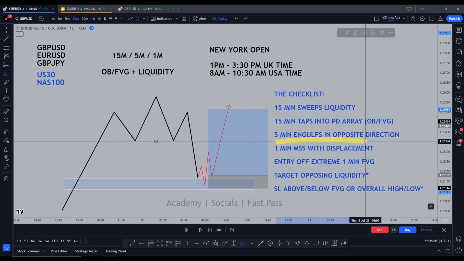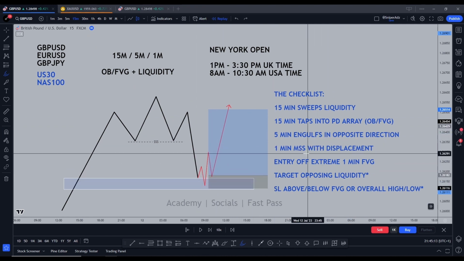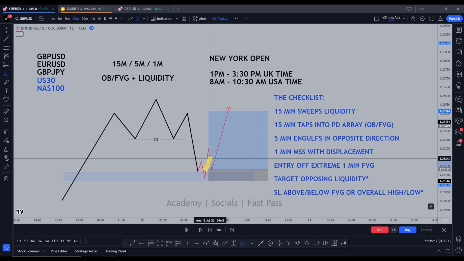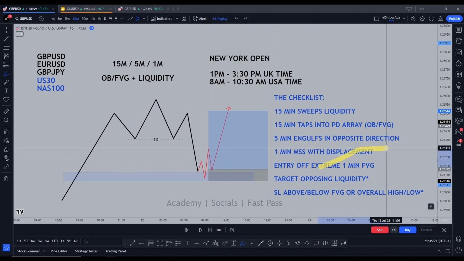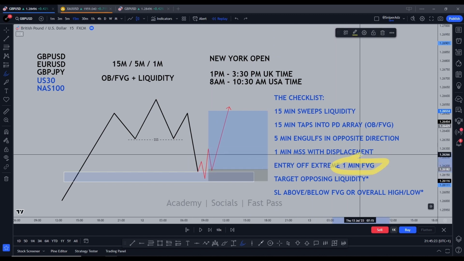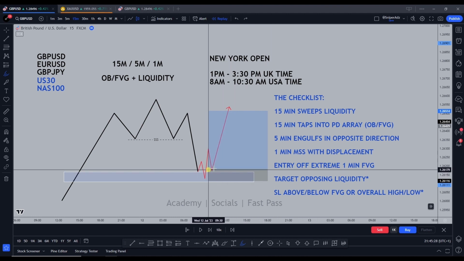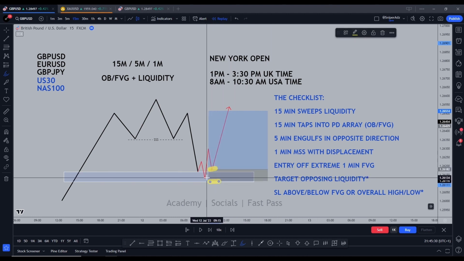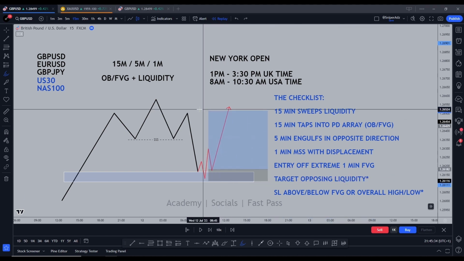If we see a 5-minute engulfing in the opposite direction to the upside, we then look down onto the 1-minute time frame to see a market structure shift with displacement. Whenever we've seen that displacement occur, that's when we use our extreme FVG on the 1-minute time frame to start looking for entry opportunities. Once we find that entry, we put our stop loss below that previous high or low, and then target external opposing levels of liquidity.